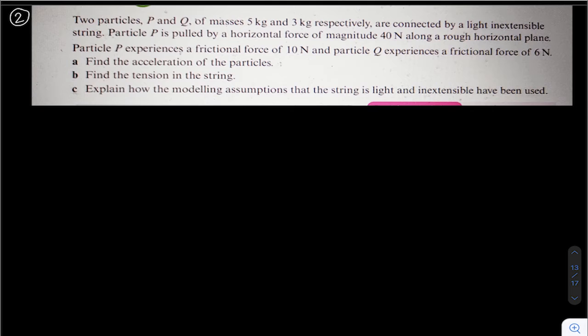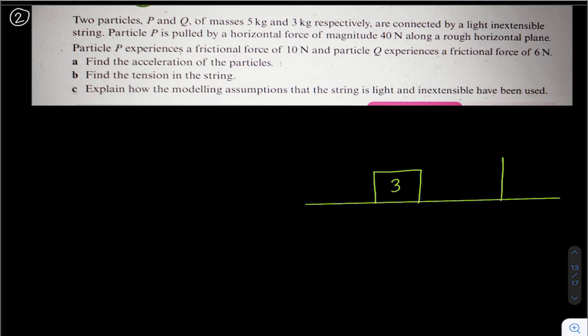Okay, let's try one more question. Now, in the previous question, we had one particle. So now we will have two particles or two bodies. Two particles P and Q of masses 5 kg and 3 kg respectively are connected by a light inextensible string. Let's draw a rough diagram. Let's say this is our surface. So we have two bodies, one is 5, another is 3.